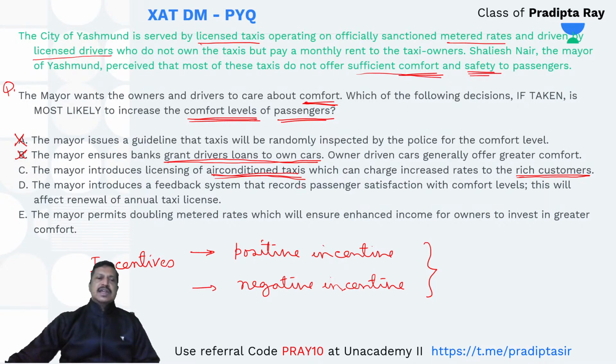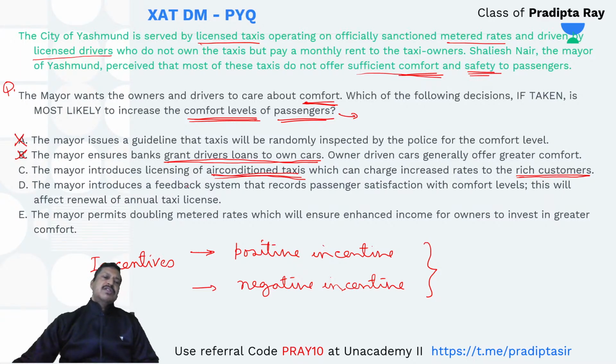Now, can you see this option C is actually talking about part of the passengers? The rich customers they are talking about. So option C is not talking about all customers. Otherwise, air conditioning may increase the comfort level. So this also should be far away, but if it is there, it's okay. Otherwise, you can leave this because it is talking about rich customers. But let's keep this.